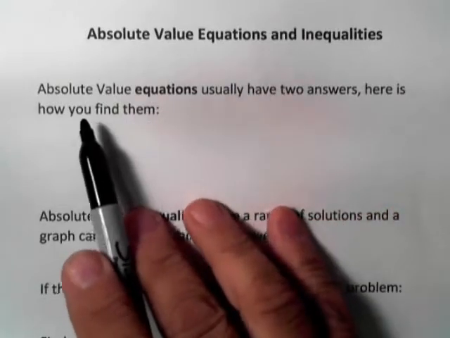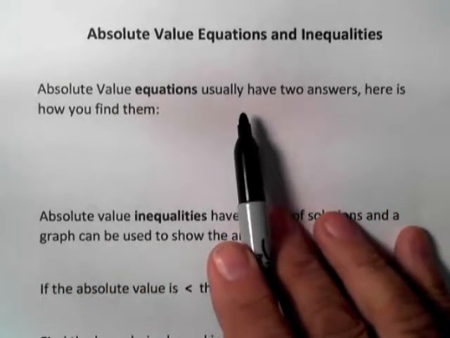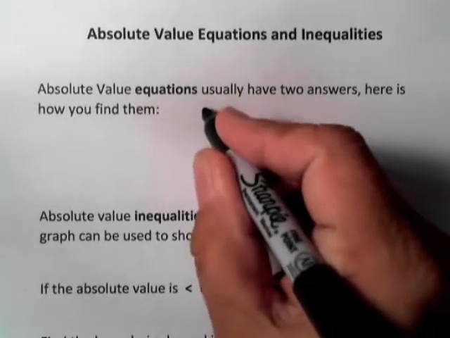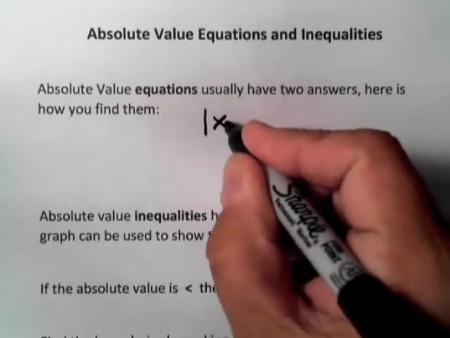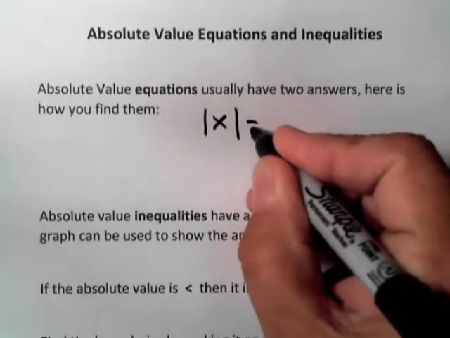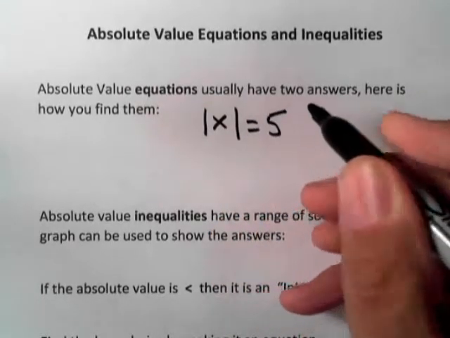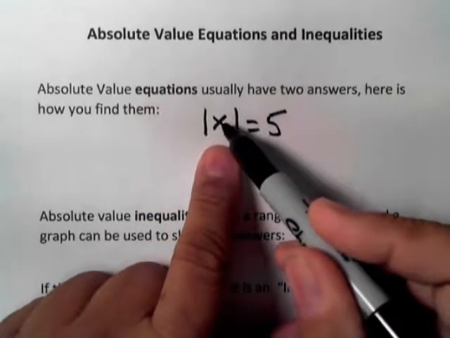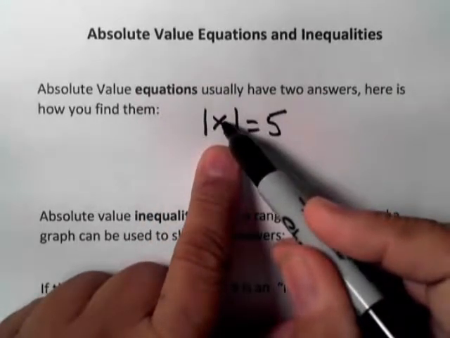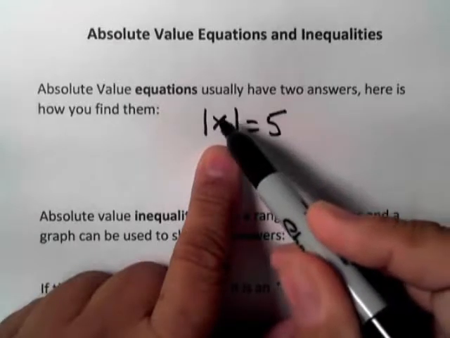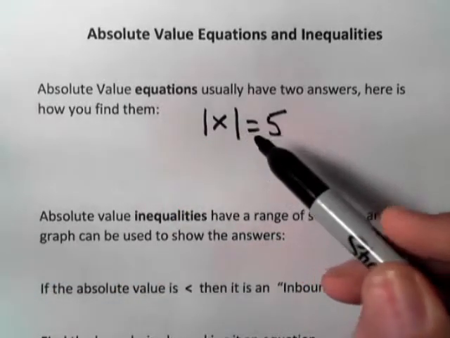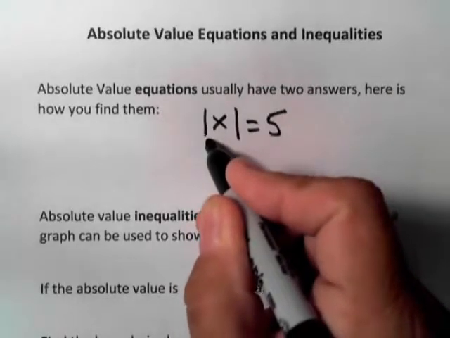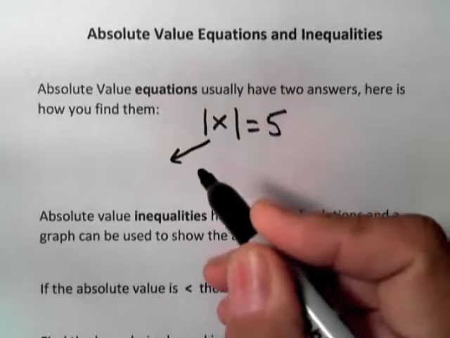Now, absolute value equations usually have two answers, and here's how you go about finding them. Let's say that the equation is a simple one just like this: the absolute value of x equals 5. Remember that the absolute value, if it's positive inside, it remains positive. If it's negative, it makes it positive. So here's the idea. There are two values of x here that are going to make this work.